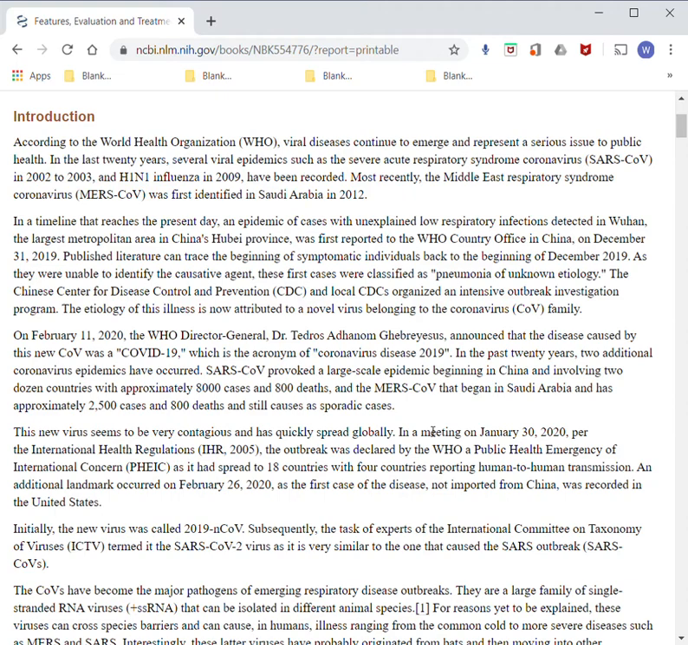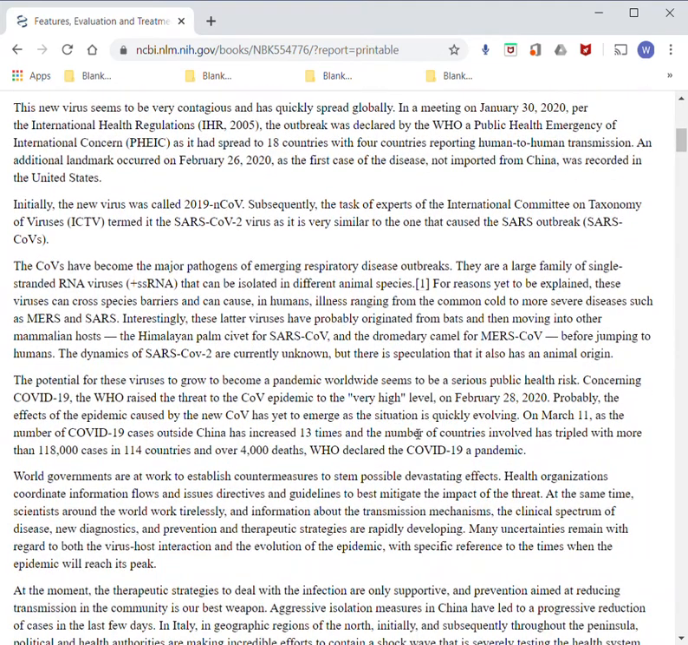Now, let's go ahead and move on down in these paragraphs. The next question states, what type of structure or appearance does COVID-19 have? If we go down, we'll see that it literally says the coronaviruses or COVs have become the major pathogens of emerging respiratory disease outbreaks. They are a large family of single-stranded RNA viruses. That's what I'm looking for.